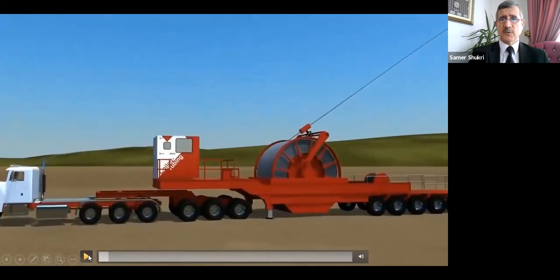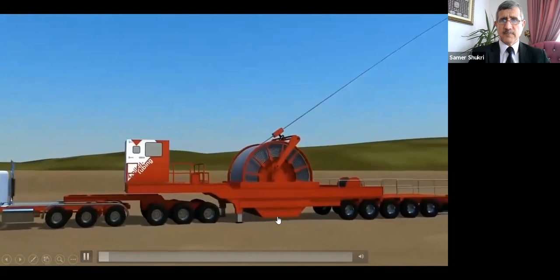So this is the coiled tubing. We have here the reel. Here is the control cabin. Here is also wellbore cleaning.